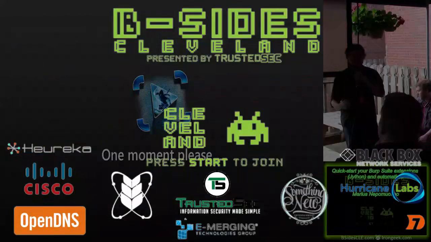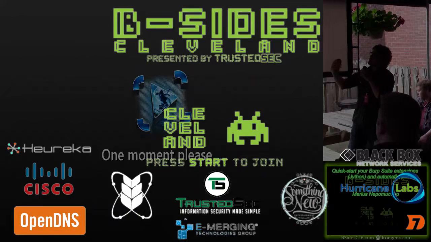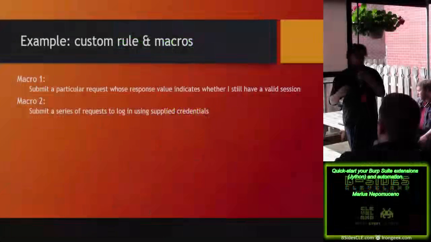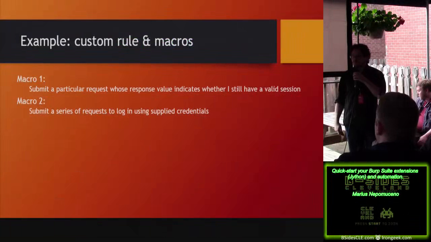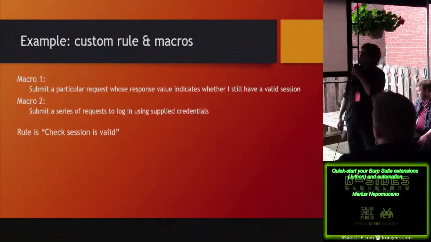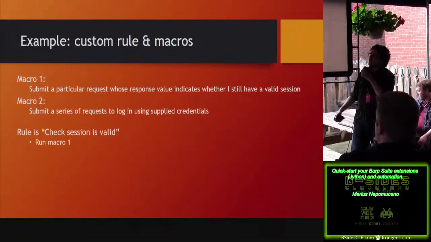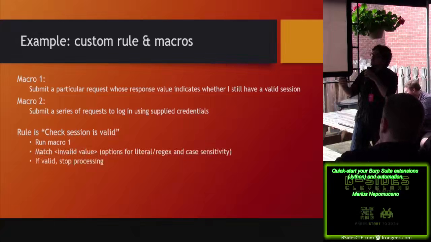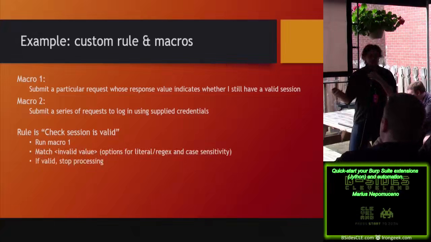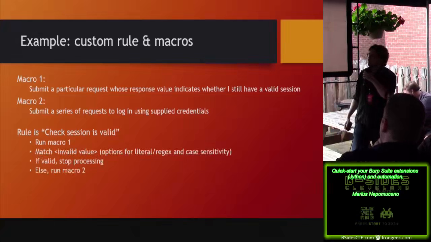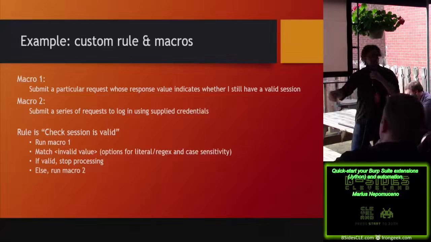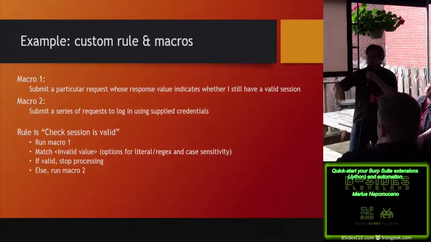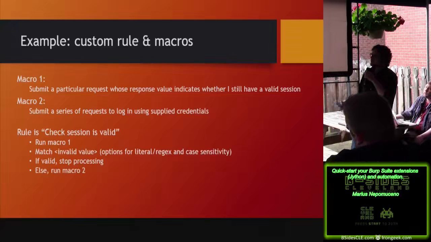For a valid request. So macro 2 submits a series of requests to log in, because it's not just one request that logs me in. And the rule that I use is check that session is valid. So I run macro 1, I match the invalid value, and if it's an actual valid value, I stop processing right there because I still have a session. Otherwise, run the second macro to log me back in, get me a different cookie, store the cookie in the cookie jar, and get my tools all set up and ready to go.